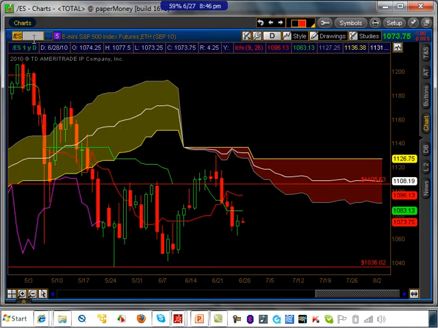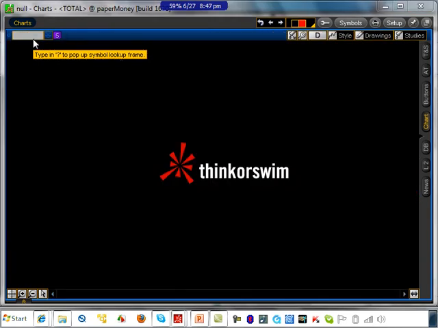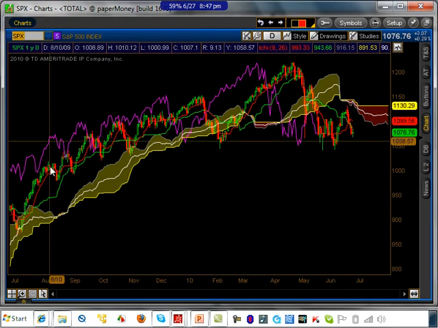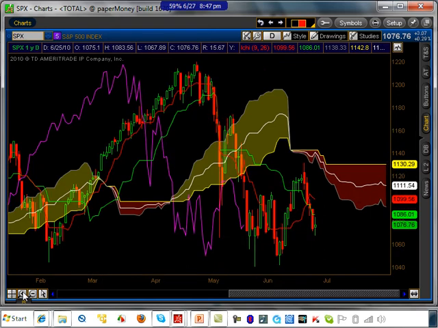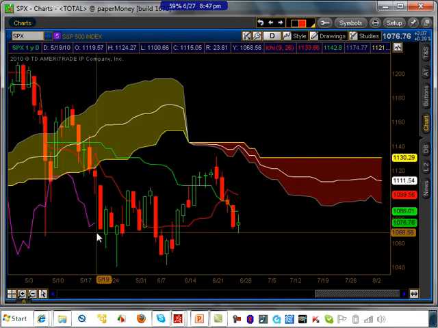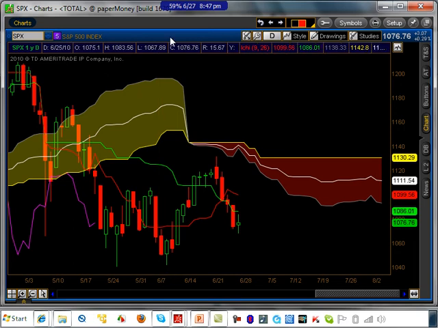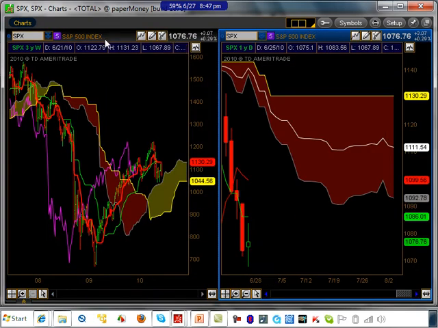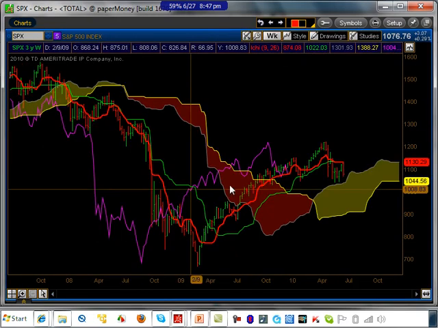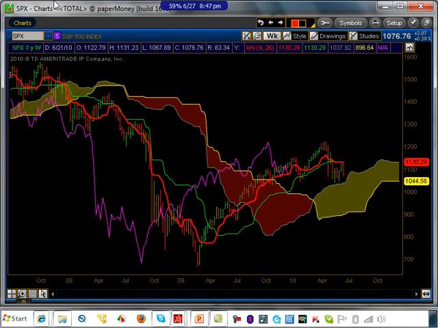Let's go look at the SPX. Okay, this is the SPX. It follows the E-mini S&P futures, as you would believe, but sometimes the cash index is a little different. Let's go look at the weekly. Weekly shows you the same thing.